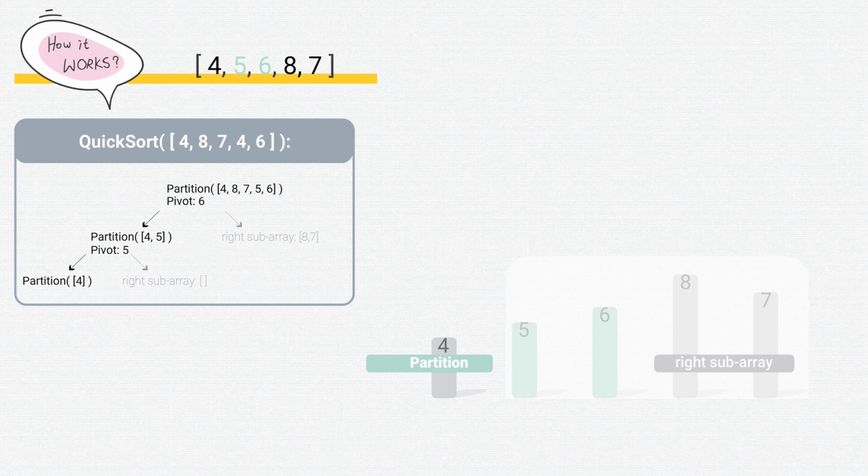We partition the left subarray first. It has only one element, therefore it is considered sorted, so there's no need to partition it. 4 is now in its ultimate right position.